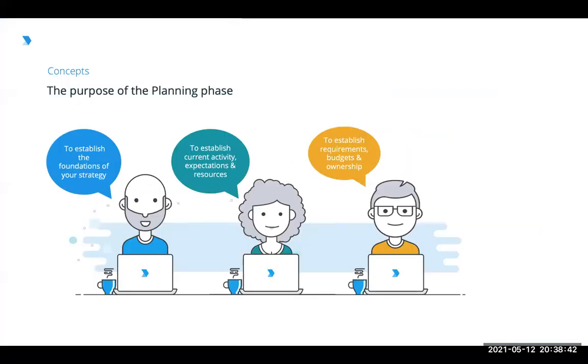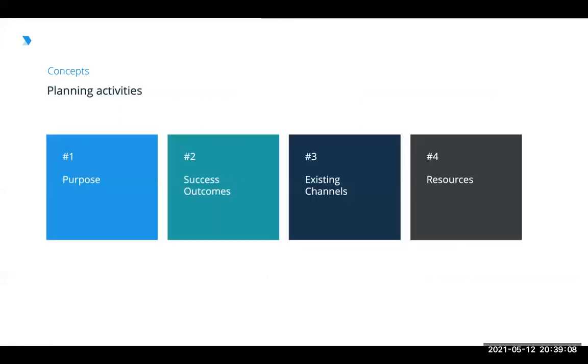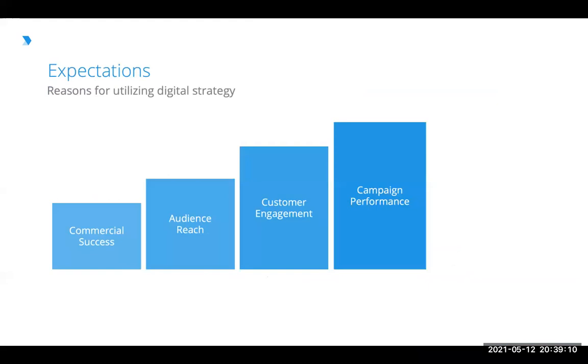The purpose of the planning phase is to establish the foundation of your strategy, to establish current activities, expectations, and resources, and to establish requirements, budget, and ownership. And please remember, in both your social media marketing plan and your digital marketing plan, you must have a budget. There must be a page that is budget. I want a line budget where I can see the cost of each initiative. That's very, very important. Some of these things we have actually gone through. Reasons for utilizing digital strategy: commercial success, audience reach. These are really just like objectives.